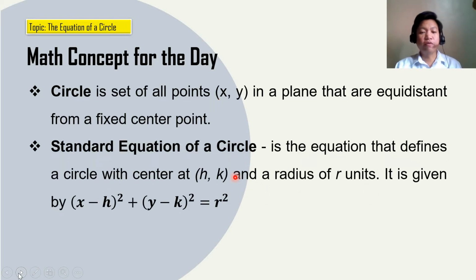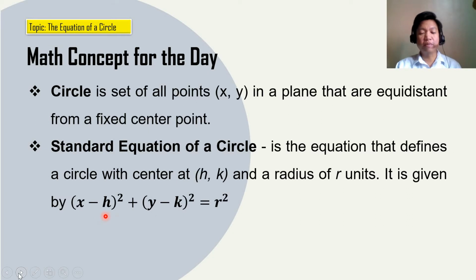Okay? And then, for the standard equation of a circle, it is the equation that defines a circle with the center h, k and a radius of r units. It is given by this equation: the quantity x minus h squared plus the quantity y minus k squared equals r squared. So again, itong variables natin, itong h at saka yung k, will represent the coordinates of the center of the circle, and yung ating r is our radius in a given circle. Okay, so I hope naintindihan yan.